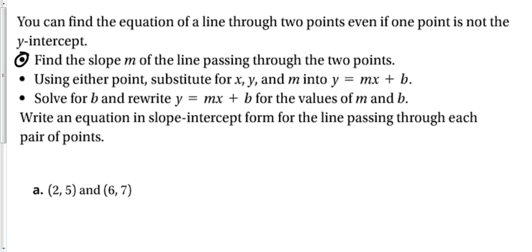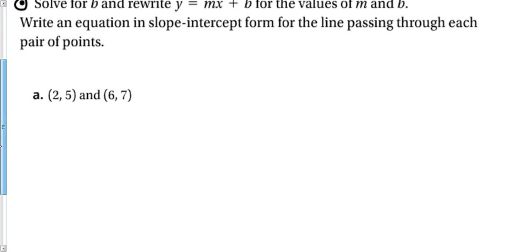First, find the slope of the line passing through the 2 points. Next, using either point, substitute x, y, and m into y equals mx plus b. Then we're going to solve for b. And then finally, we're going to write the equation in slope-intercept form. So how would we do that?